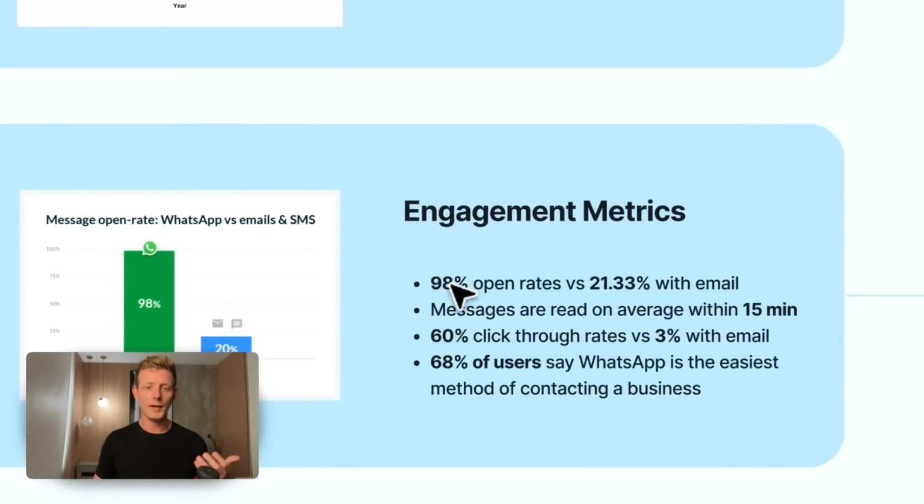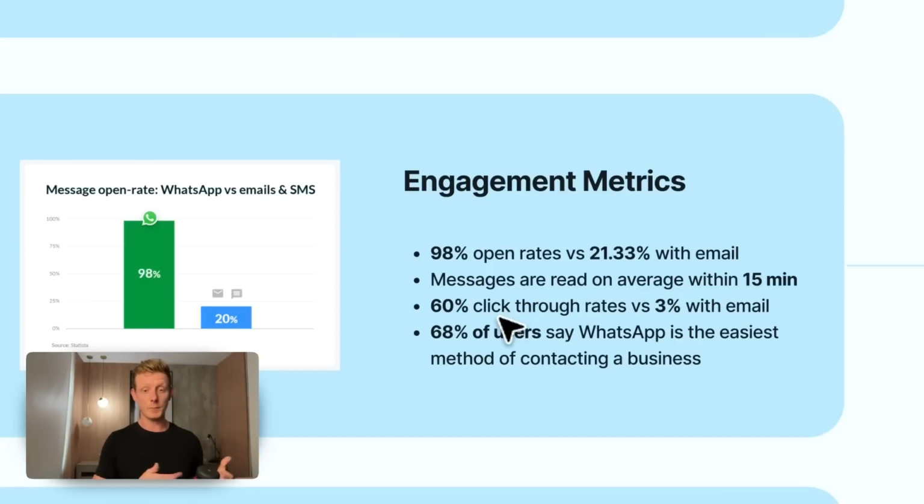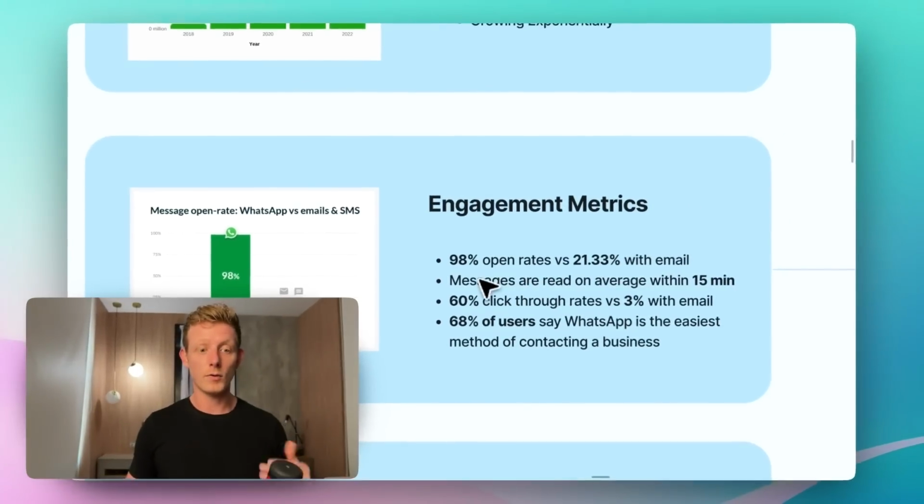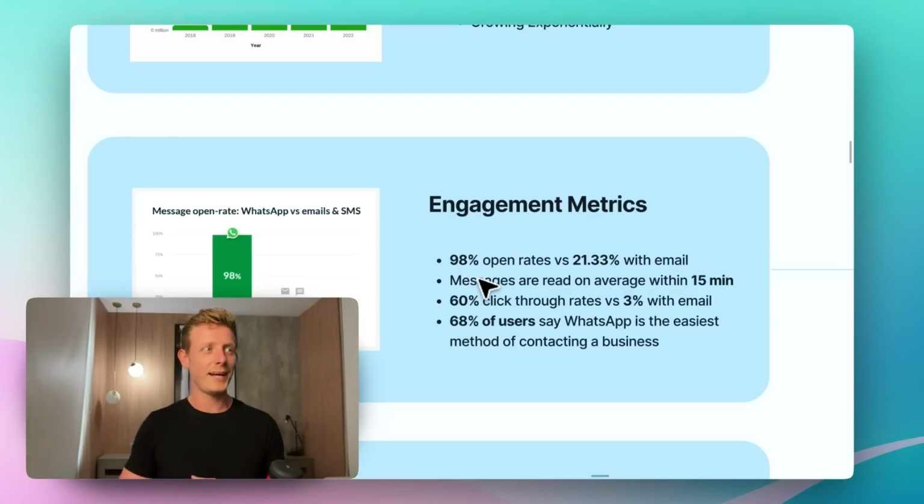Here is an example, right? WhatsApp has 98% open rates versus 21% with email, right? WhatsApp messages are read on average within 15 minutes. WhatsApp has 60% click-through rates on links versus 3% with email, and 68% of customers or users say WhatsApp is the easiest way of contacting a business. Now, of course, this all depends on the continent, right? In the US, WhatsApp is not adopted yet by the masses, so of course that's not a good market for it. But Europe, South America, and Asia are huge potential markets for this.